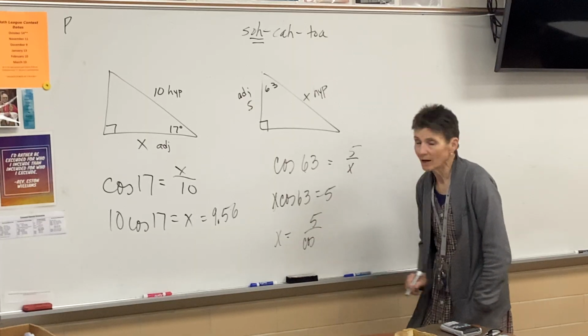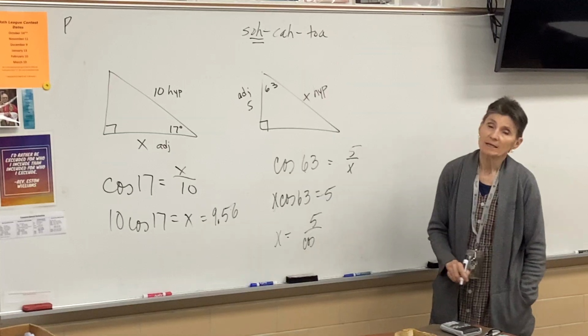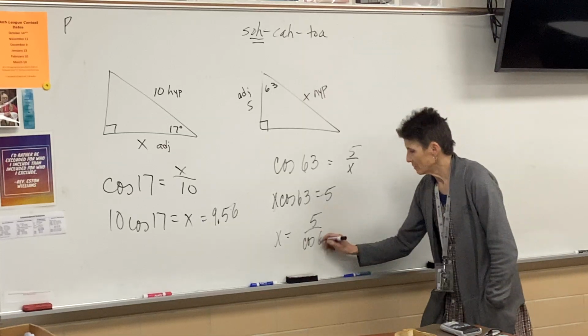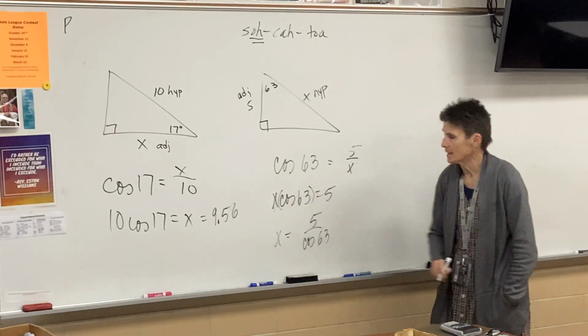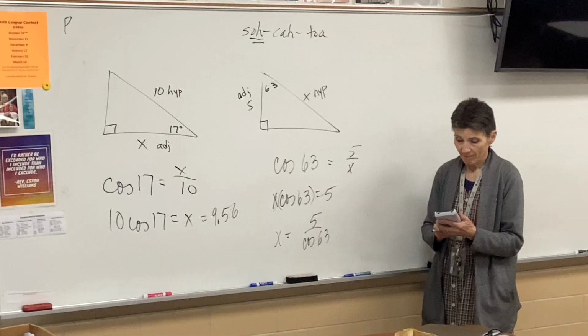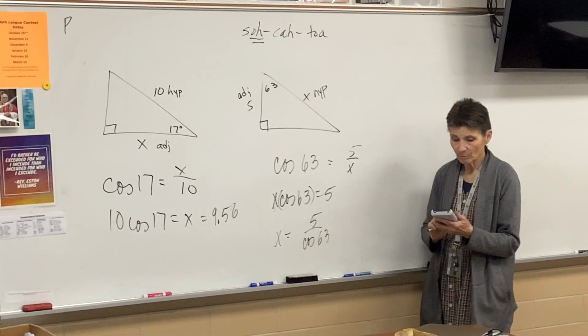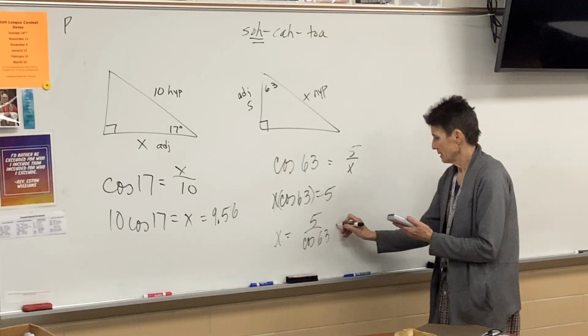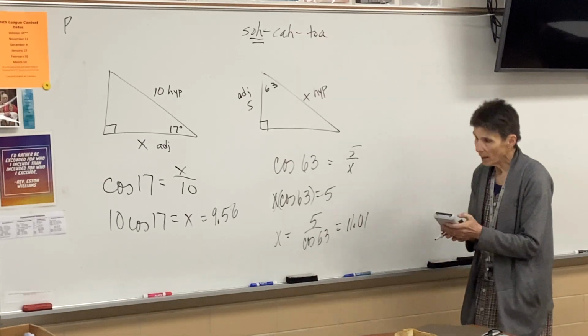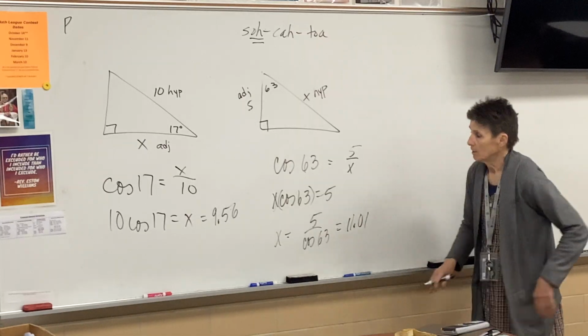Remember, you can't divide by cos. You can't divide by 63. They're glued together. So you divide by the whole shebang, cosine 63. 5 divided by cosine 63 equals 11.01. So your hypotenuse is 11.01.